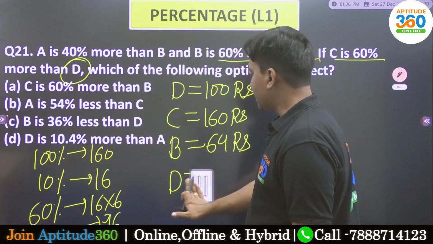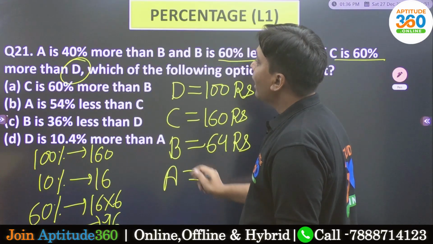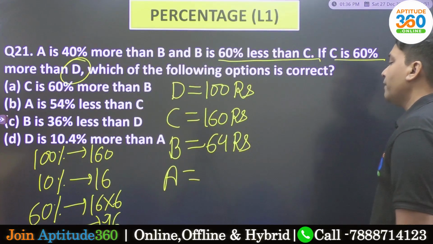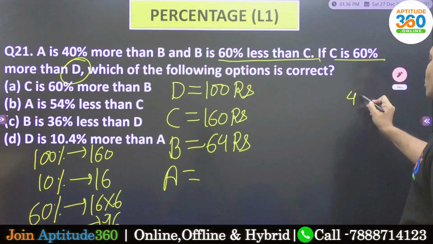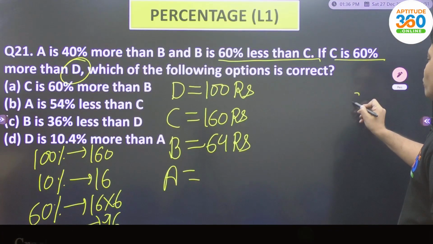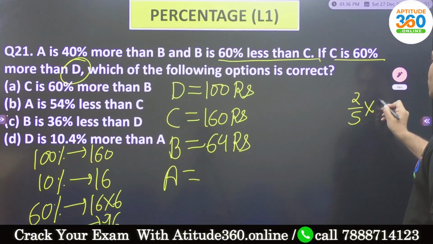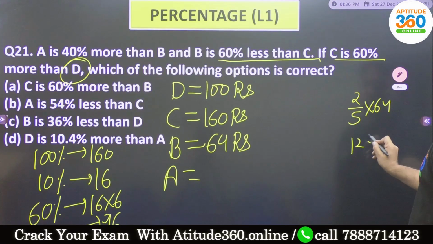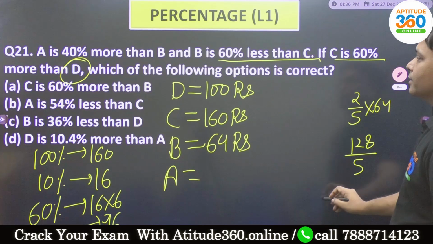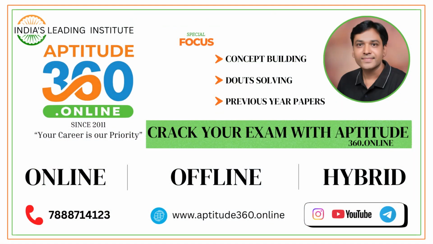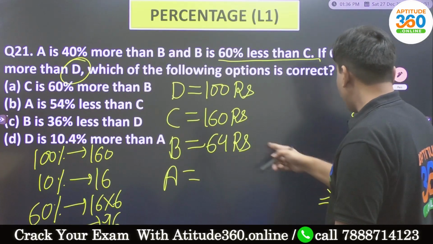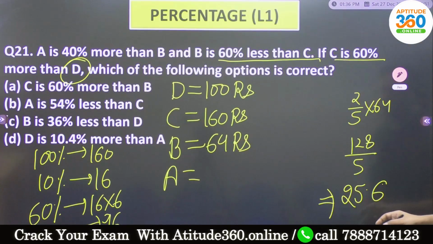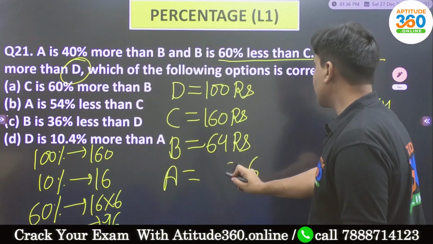And then what is D? Not D but A. A is 40% more than B. If A is 40% more than B, इसका 40% कैसे निकालोगे? 40% is going to be how much? Now 40% is 2 by 5 into 64. That is what you should be learning. This is 128 by 5, right? Simplify कर लो. This is 25.6. So the value of A will be this plus this, 89.6.